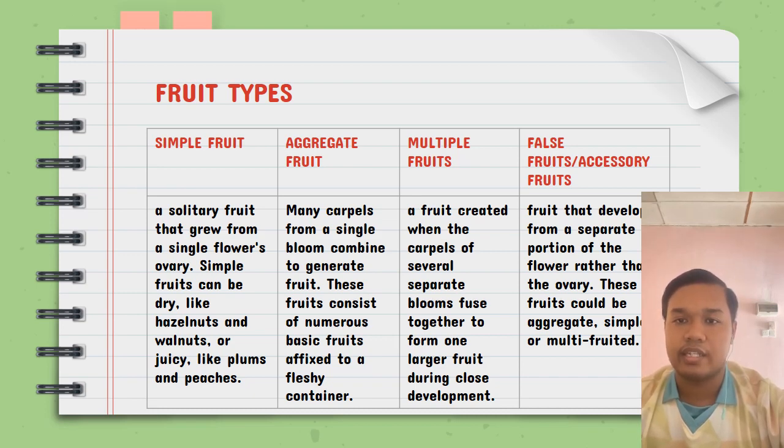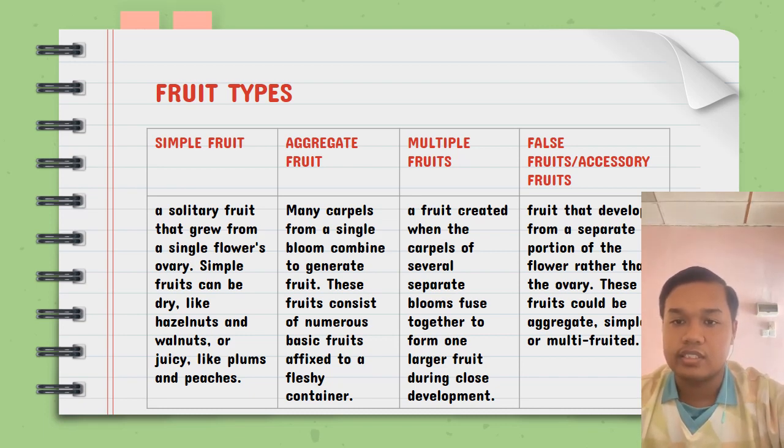Next is the aggregate fruit. An aggregate fruit forms from multiple ovaries of a single flower. Each ovary develops into a small individual fruit called a drupelet, and these drupelets are clustered together to form a single larger fruit. Examples of aggregate fruits include strawberries, raspberries, and blackberries.